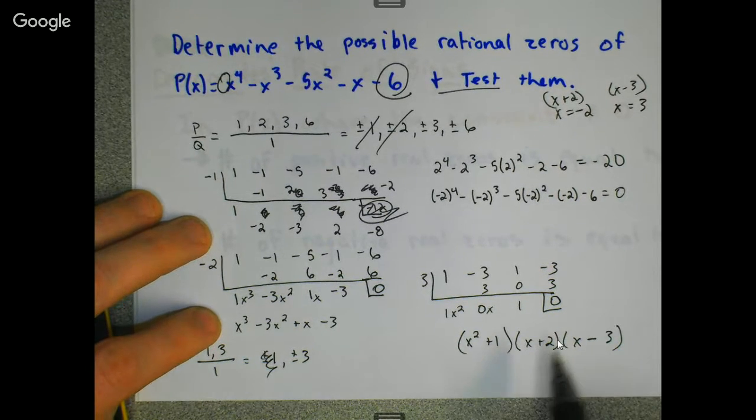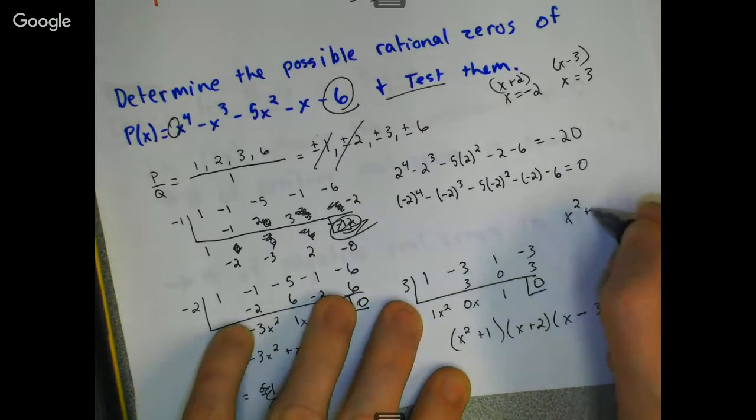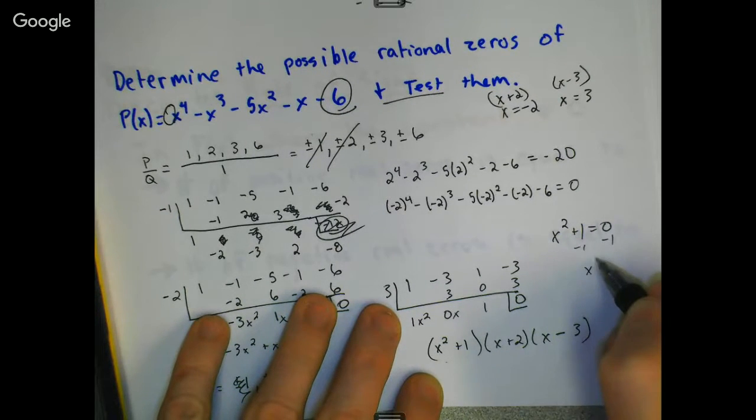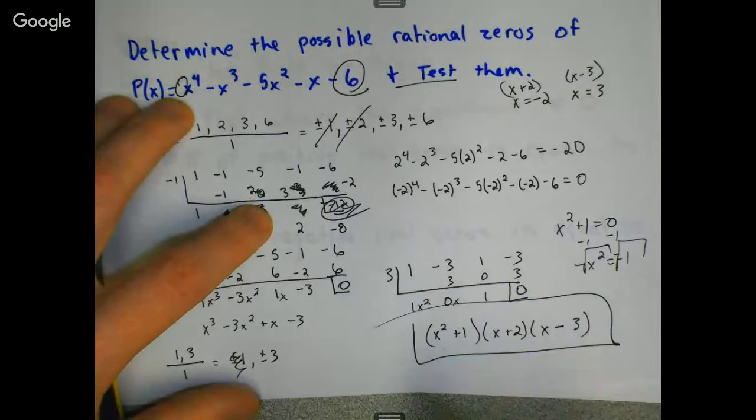Now you might be thinking, well, can't I do more with this one right here? Well, think about that. If I take x squared plus 1 equal to 0, I'll subtract 1. x squared equals -1. If I take the square root, I got a negative under there, so I got an i. So this is what we'll end up with.